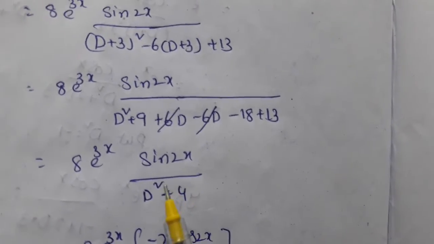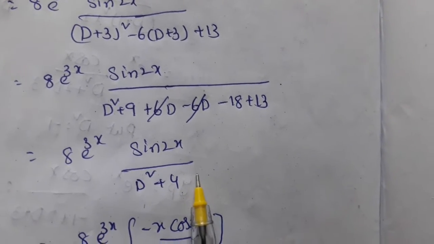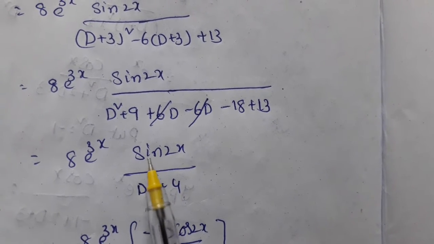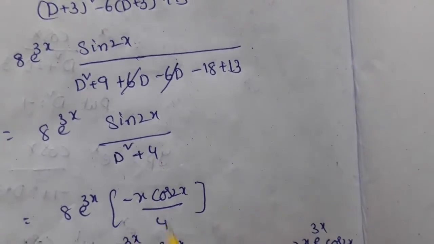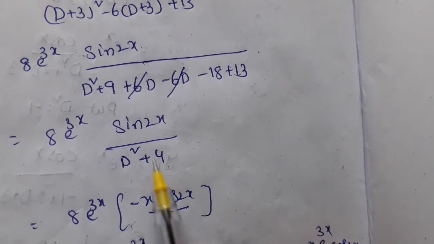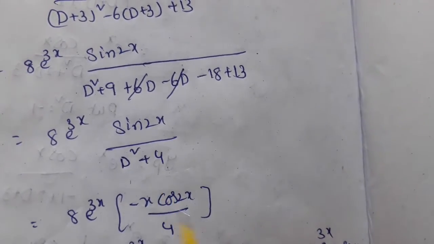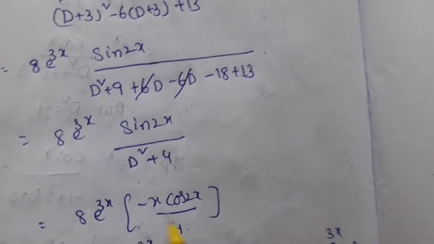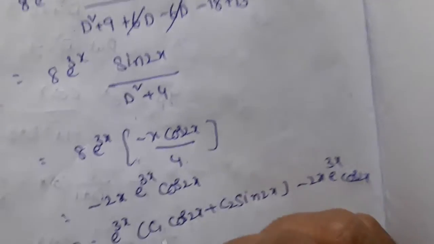8 into e power 3x into sin 2x by d square plus 4. So here if you replace d square with minus 4, it is becoming 0. So in this case we have to apply the formula. So x by 2, integral sin 2x is minus cos 2x by 2. So that is x by 4 into cos 2x. Here the denominator is becoming 0, so we have to apply the formula. So minus x by cos 2x by 4, so 4 2's minus 2x into e power 3x into cos 2x.